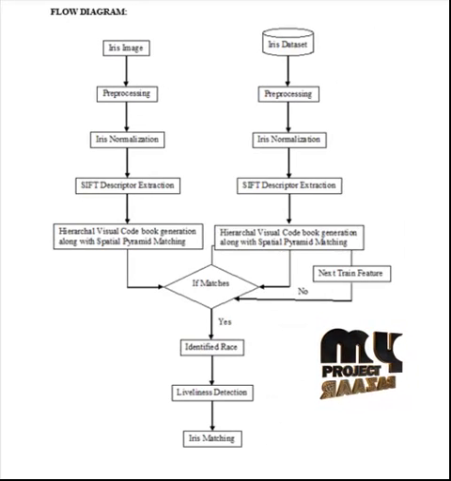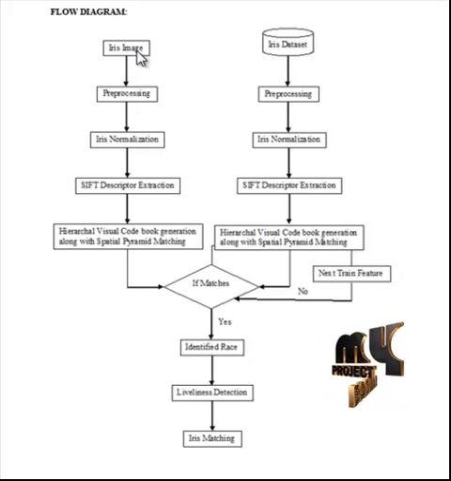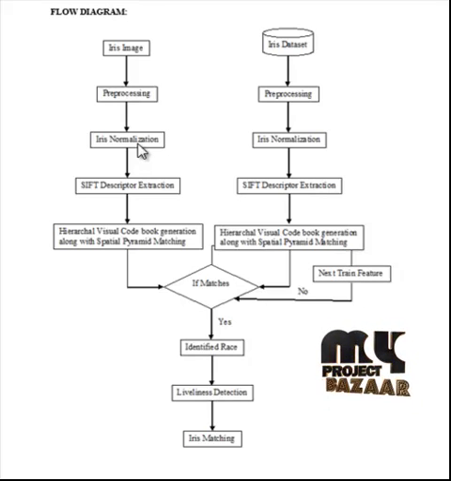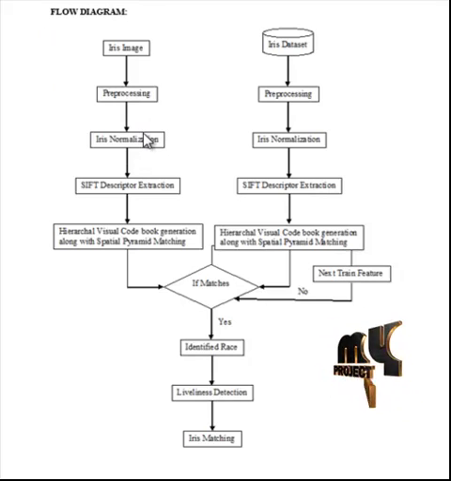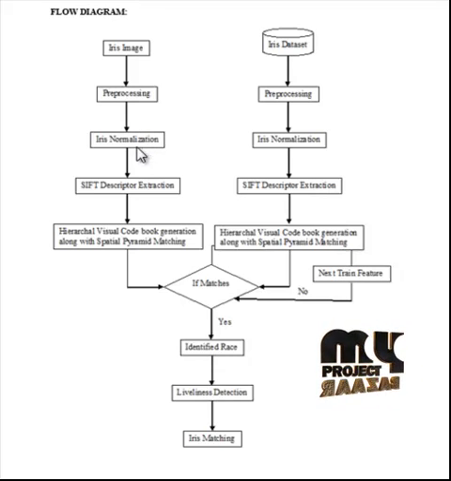Let me see the flow of the process. Initially, the iris image is taken and it is pre-processed. For pre-processing, we are applying a median filter. After that, the normalization of iris is done. In iris normalization, the iris region and the pupil region are identified and the pixel values inside them are converted from Cartesian to polar coordinates and the result is obtained. So this is the iris normalization process.